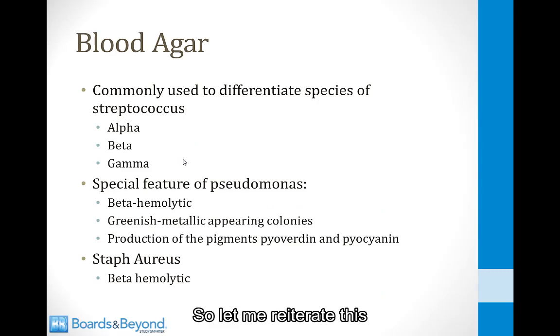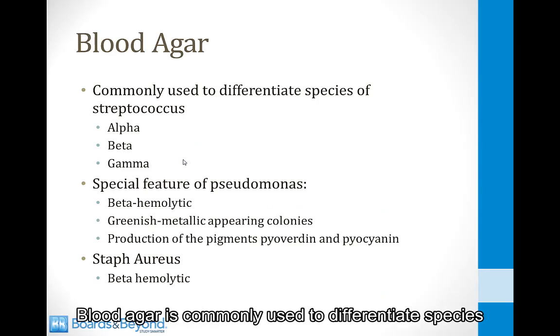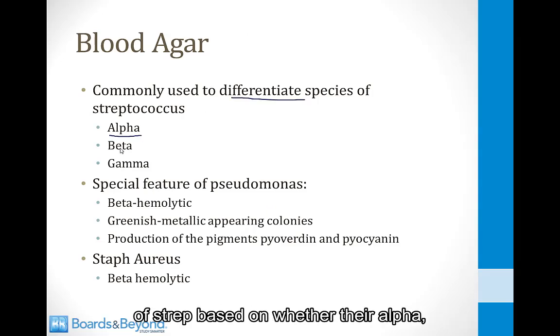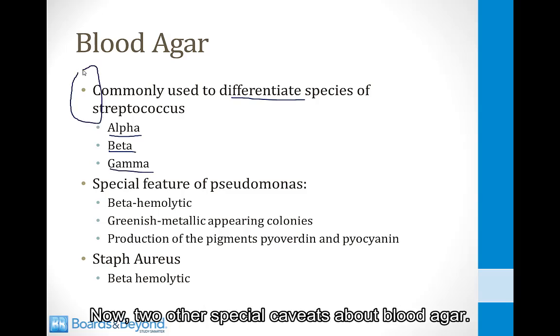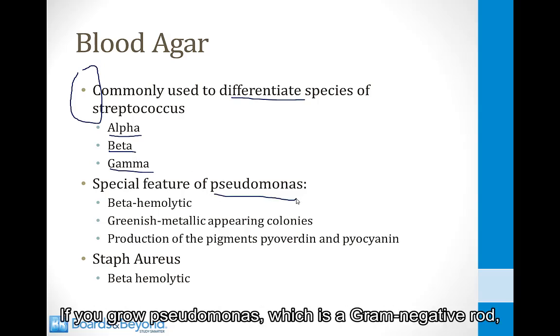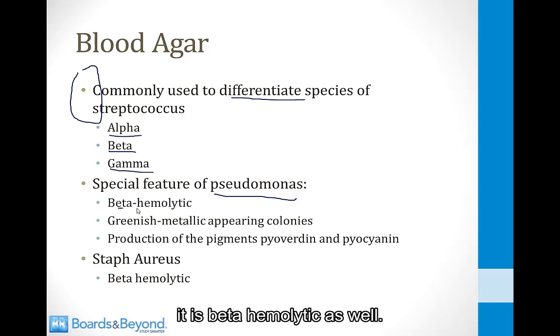So let me reiterate this because it's a very important point. Blood agar is commonly used to differentiate species of strep based on whether they're alpha, beta, or gamma hemolytic, and make sure you remember this. Now, two other special caveats about blood agar. If you grow Pseudomonas, which is a gram-negative rod, it is beta hemolytic as well.